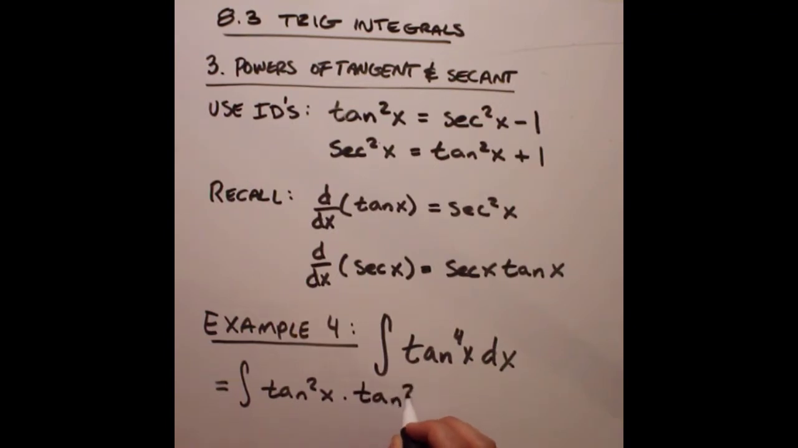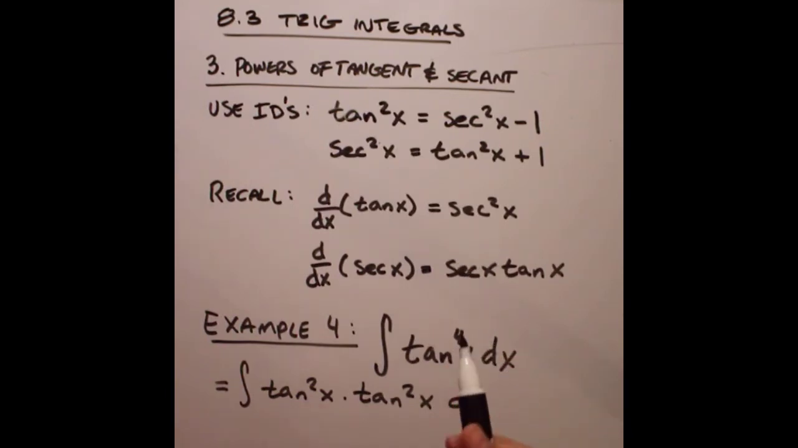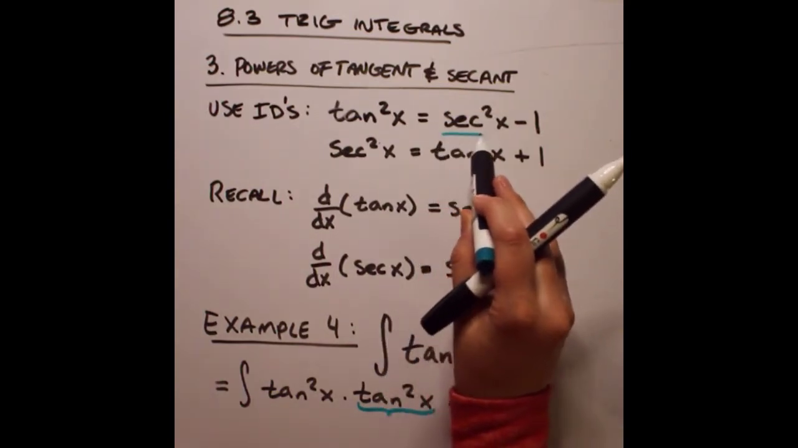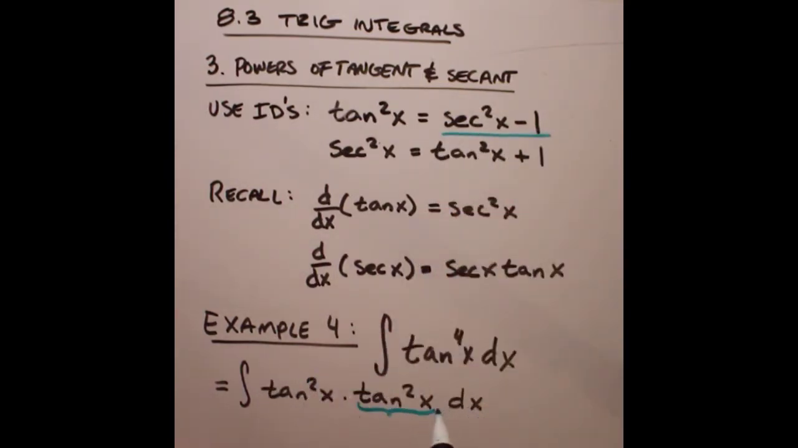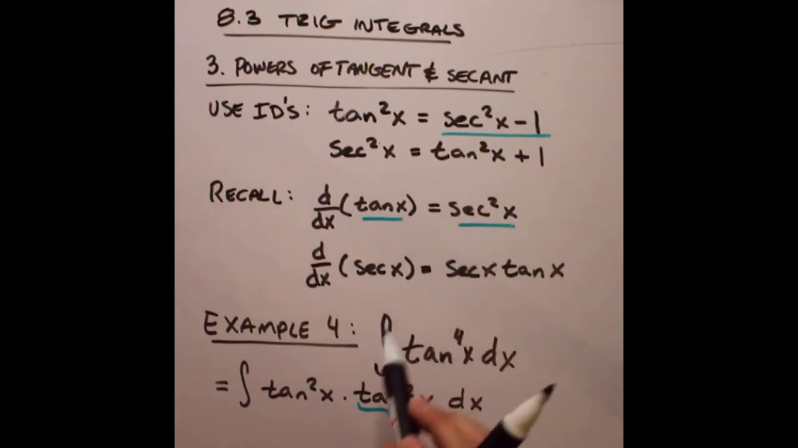times tangent squared x. Now why we wanted to rewrite that is because of what we have available to use. One of these tangent squareds, you can go ahead and substitute the fact that that equals secant squared x minus 1. And then once we do that, we can go ahead and use u substitution because the derivative of tangent has secant squared in it. So that's where we're headed with this, using things we've learned from the past. Let's go ahead and do that work.